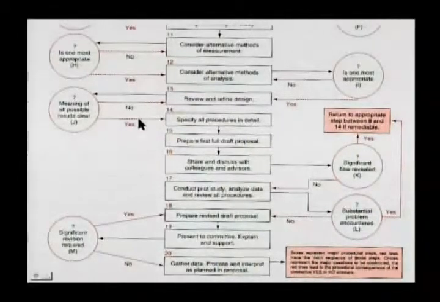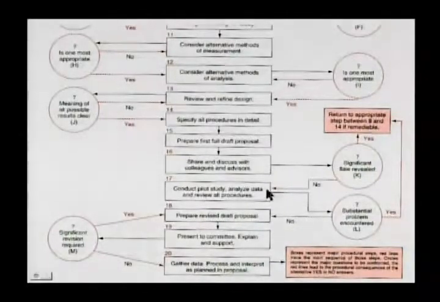If your design is doing everything that you want to provide clear results that have meaning, you can draw direct conclusions, and you specify all procedures in detail in the experimental design and methods. You prepare the first full draft. You share and discuss with colleagues and your advisor. If this question is asked, if there is a significant flaw revealed, and the answer is yes, you return to appropriate step between 8 and 14 to remediate, if you can.